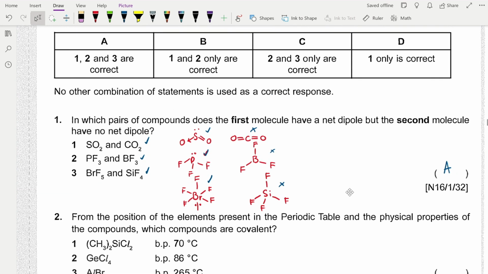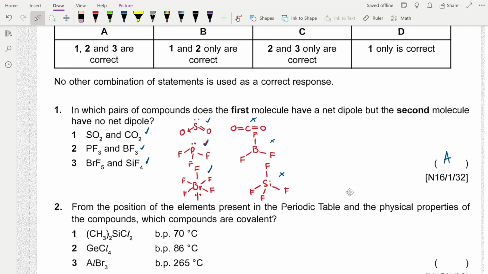So this is the answering key for this section. 1, 2, 3 are correct. It's A. Question 2. From the position of elements present in the periodic table and the physical properties of the compounds, which compounds are covalent?